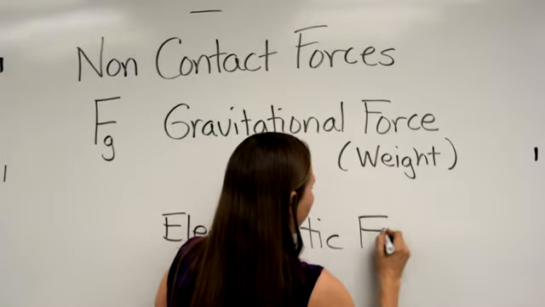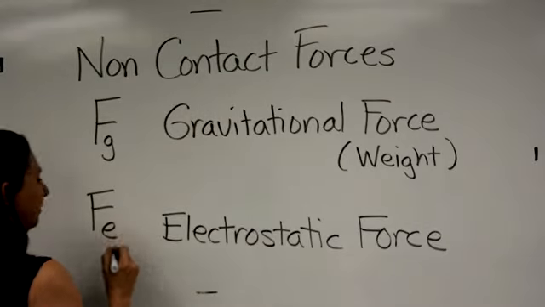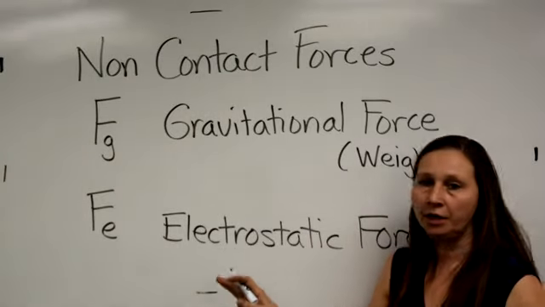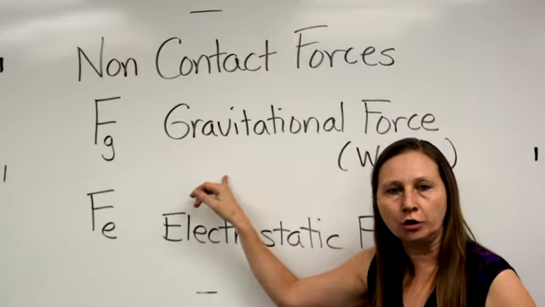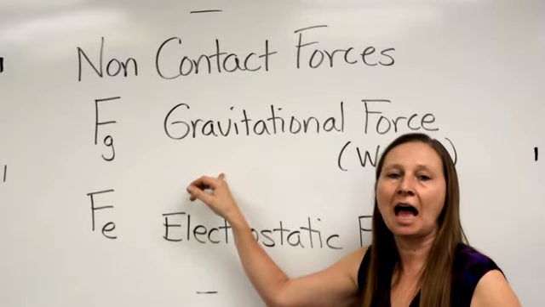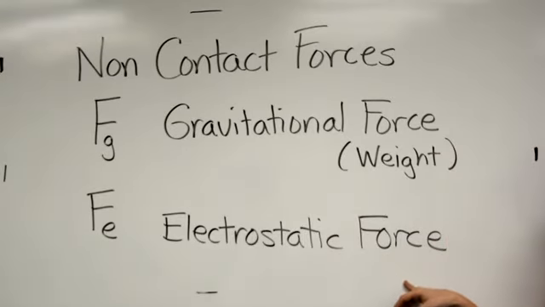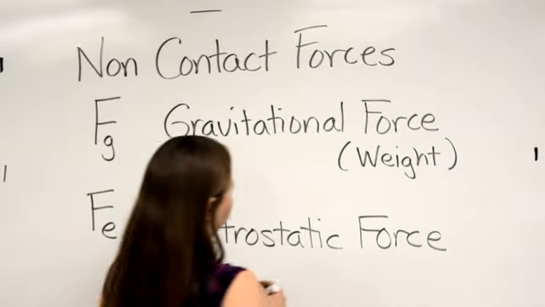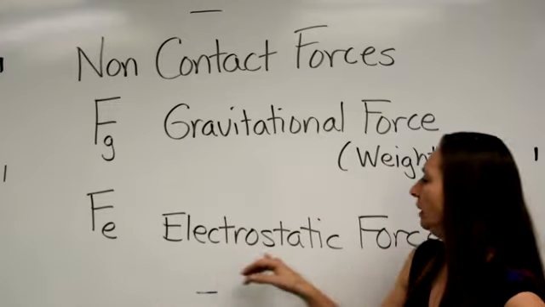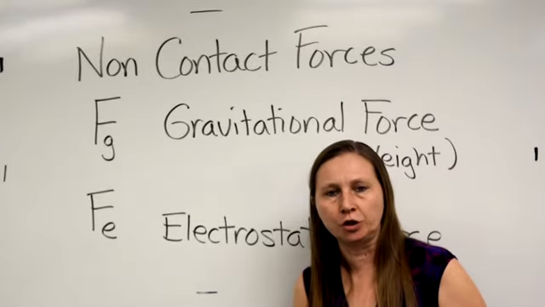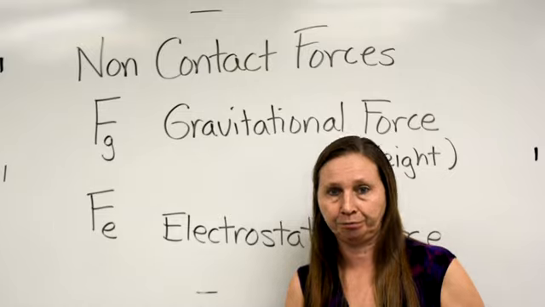Electrostatic force. The symbol is going to be capital F, lowercase e. Now, the gravitational force occurs because two objects both have mass. The electrostatic force occurs when two objects have charge.